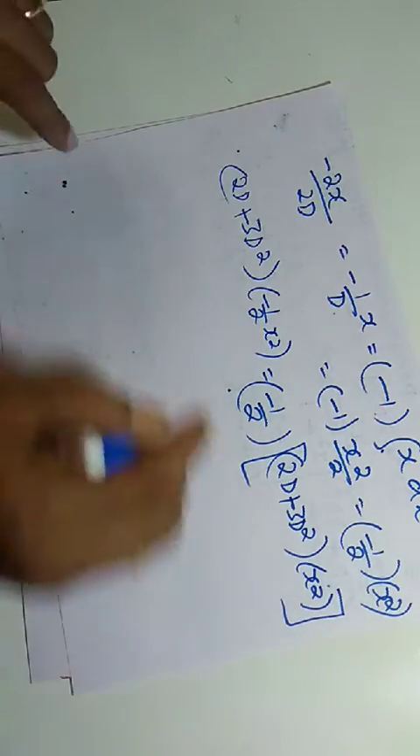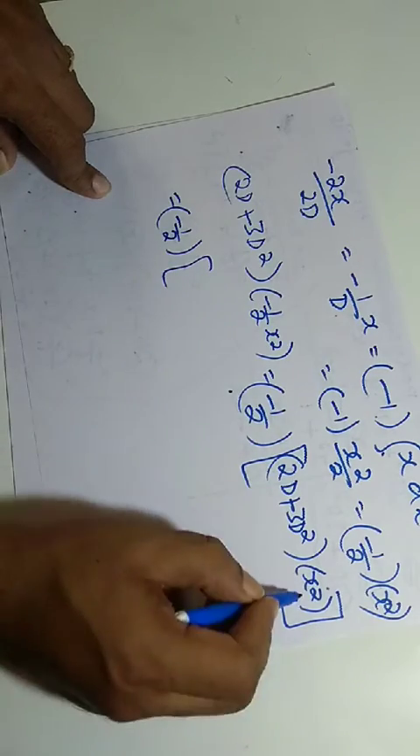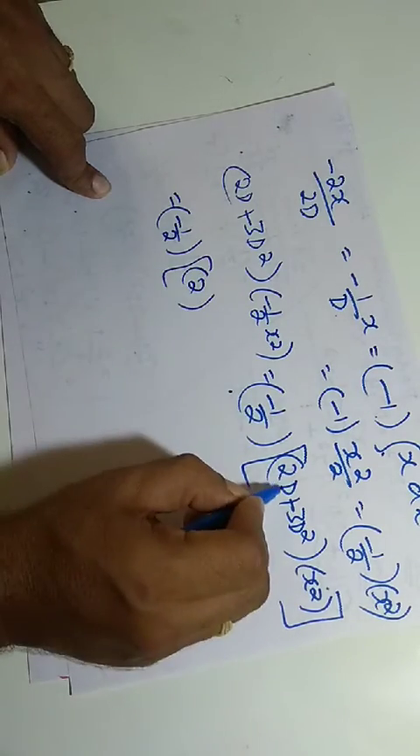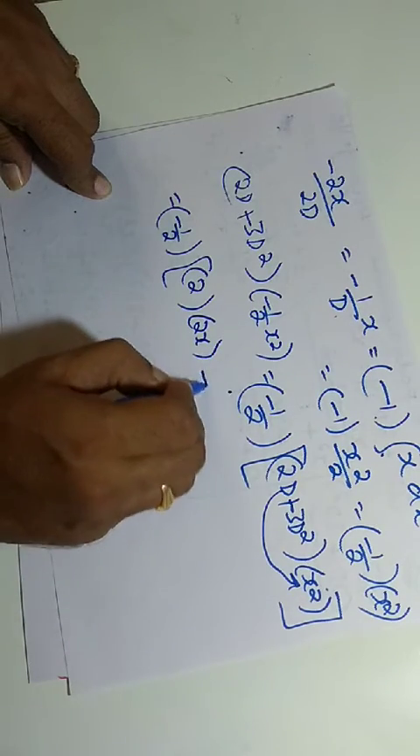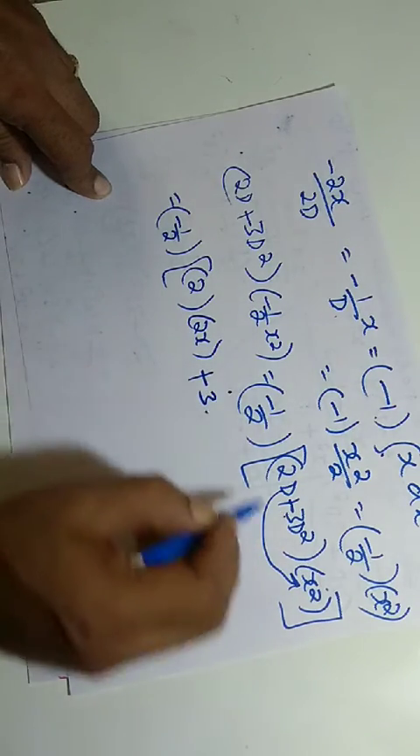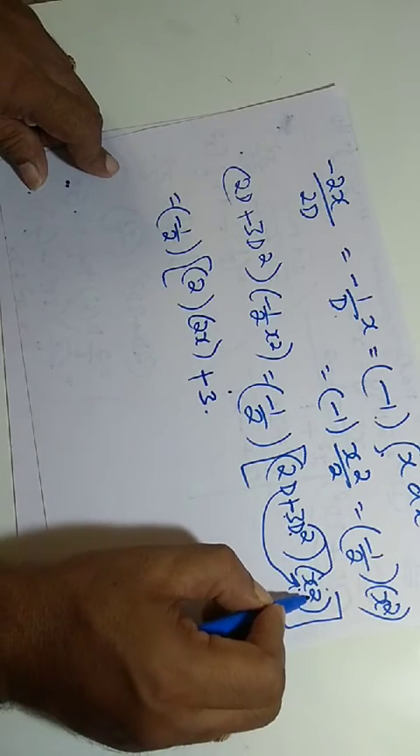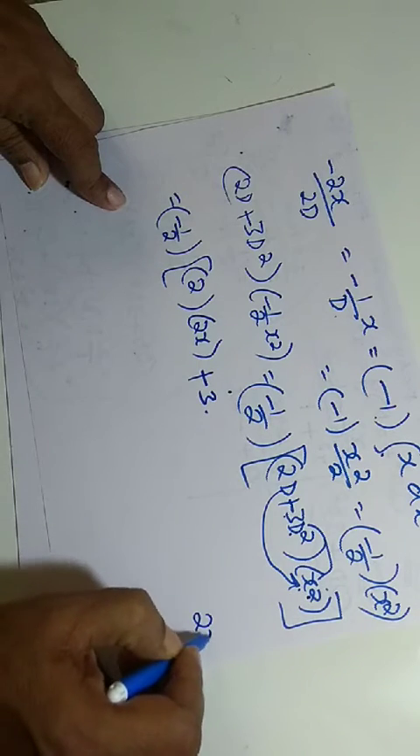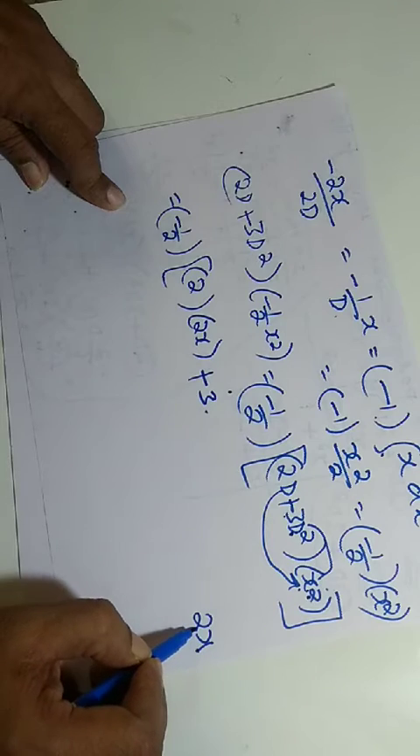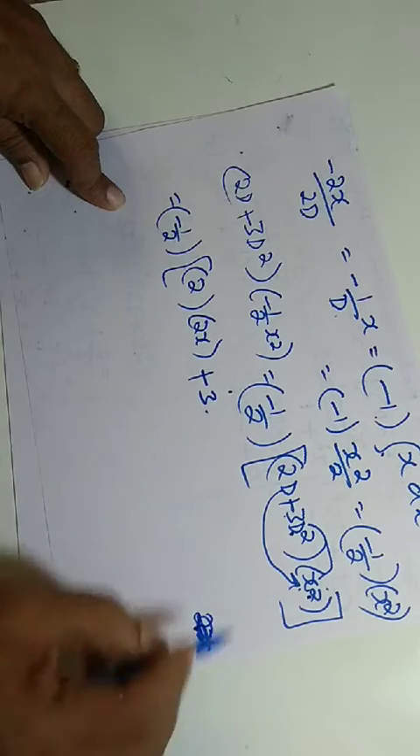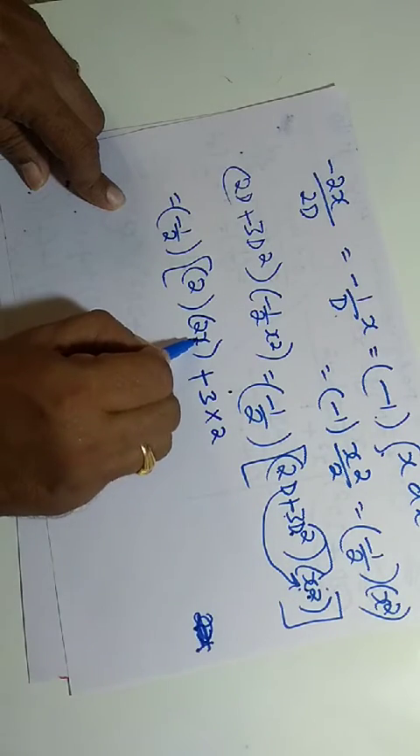x squared. So this will become minus half into 2 into differentiation of x squared, that is 2x, plus 3 into D squared of x squared. Differentiation of x squared is 2x; two times you have to differentiate. Again if I differentiate 2x, what is the answer you are getting? 2. So 2 into differentiation of x squared is 2x.